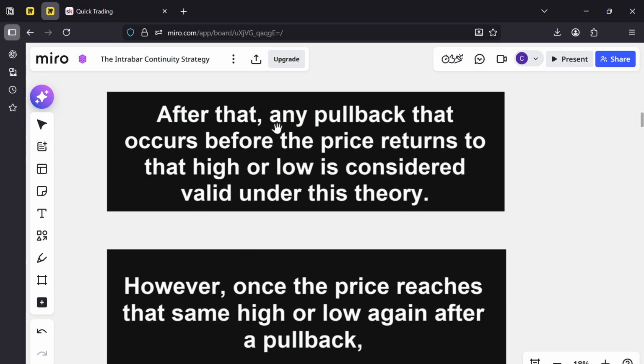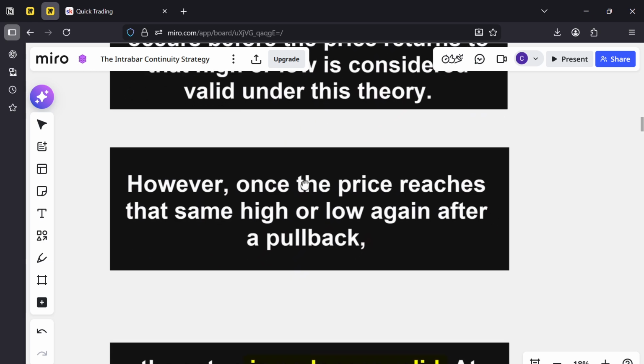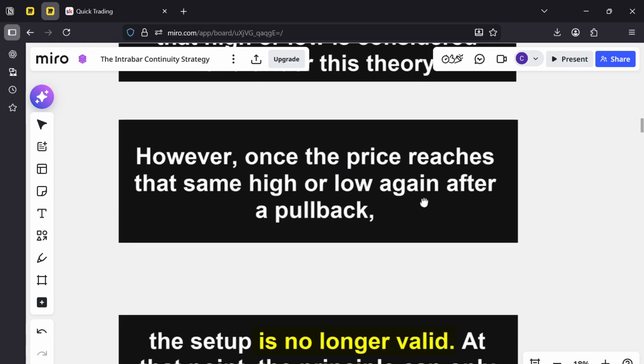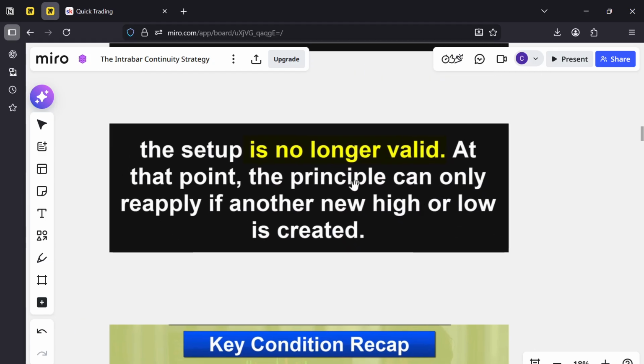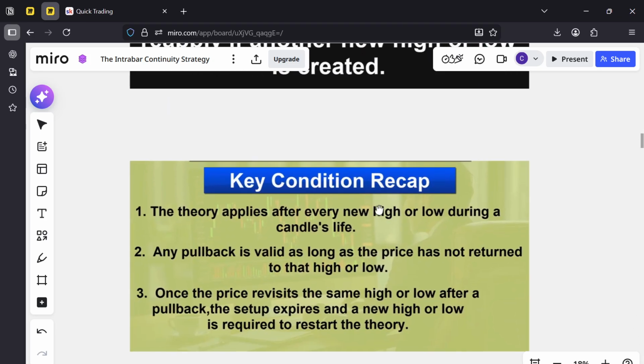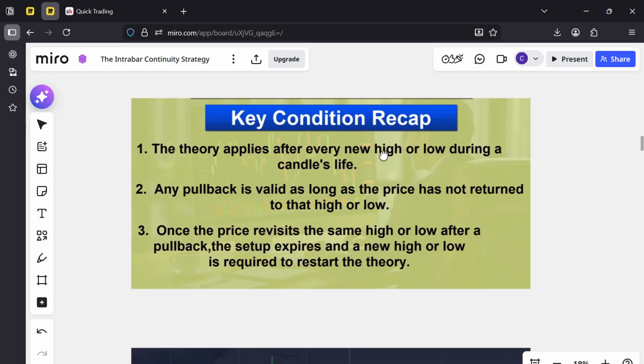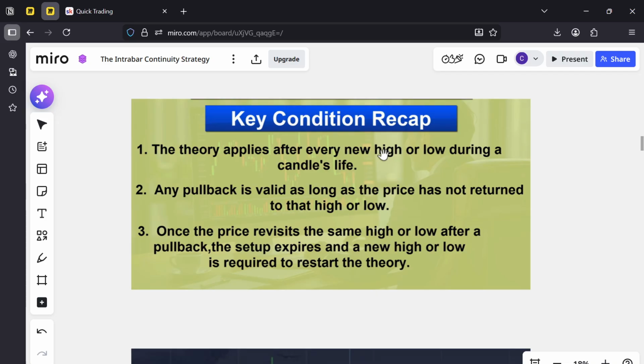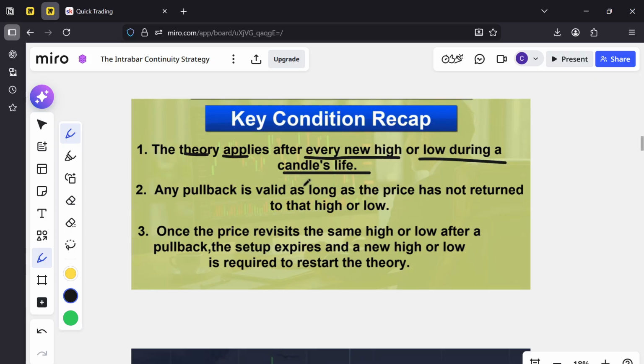So like I said, after that, any pullback that occurs before the price returns to that high is considered valid. However, once that price reaches the same high or low after the pullback, it is no longer valid, because it can only reapply once a new high or low is created. Let's quickly recap how this works, and then we're going to show some examples on the chart. So as already explained, the theory applies after every new high or low is created during a candle's life.